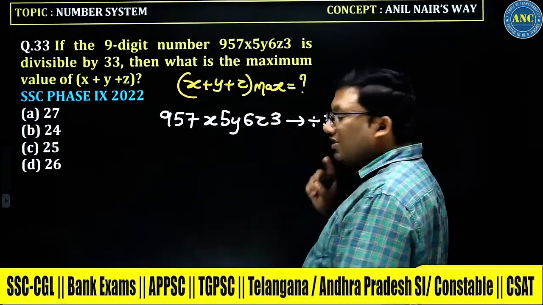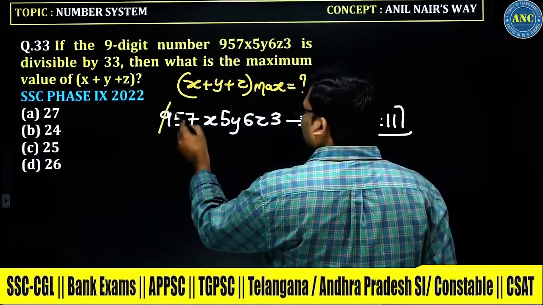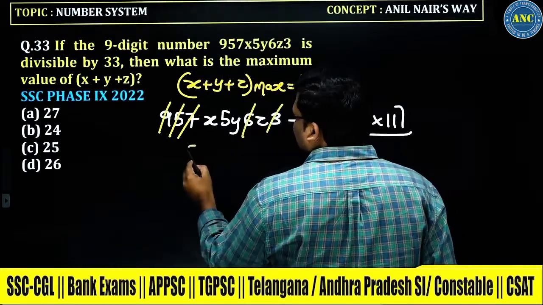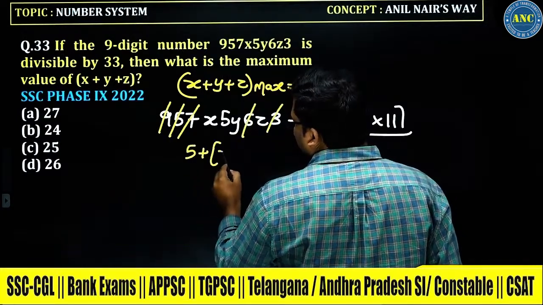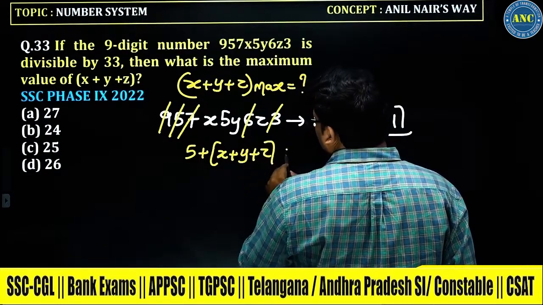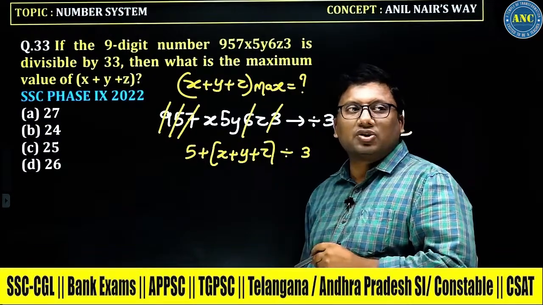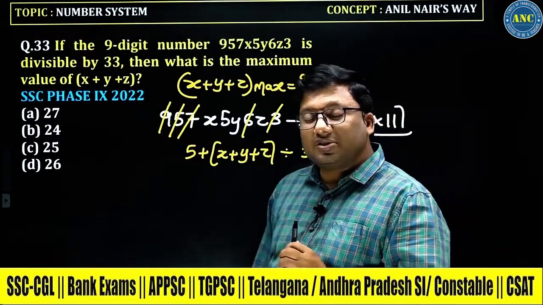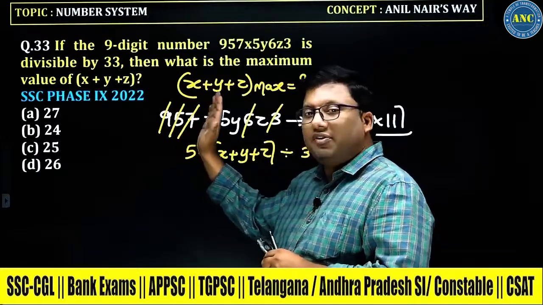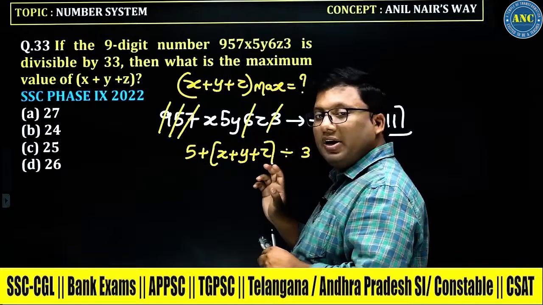Now see here. First it should be divisible by 3. That means 5 plus x plus y plus z should be divisible by 3. What is the divisibility rule of 3? The sum of the digits should be divisible by 3. 9, 5, 7 is completely out. 6, 3 is completely out.